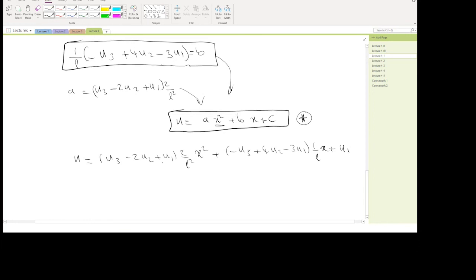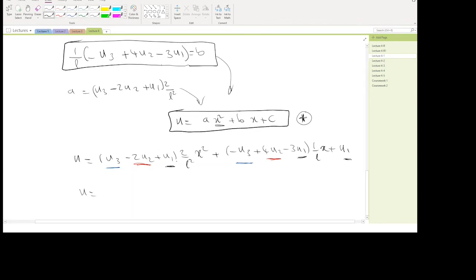I only need to arrange things so that I have everything to do with U1 first. This is U1, this is U1, and this is U1. And everything that is multiplied by U1 is going to be my first shape function. And then I take everything to do with U2 second. So this is U2, this is U2. And everything to do with U2 is going to be the second shape function. And finally, I have the things that are multiplied by U3. So it's going to be my third shape function.